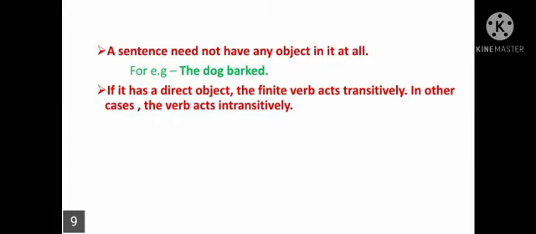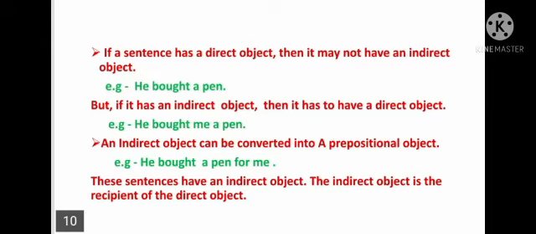A sentence need not have any object in it at all. For example, the dog barked. If it has a direct object, the finite verb acts transitively. In other cases, the verb is intransitive. If a sentence has a direct object, then it may not have an indirect object. For example, he bought a pen. But if it has an indirect object, then it has to have a direct object. For example, he bought me a pen.